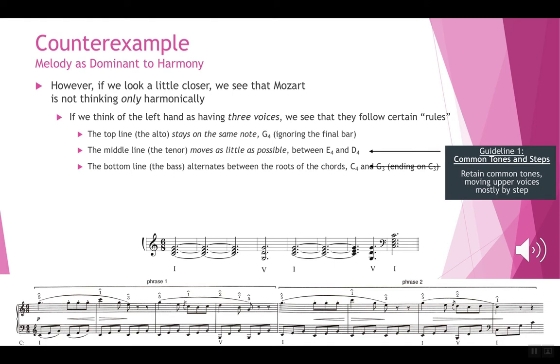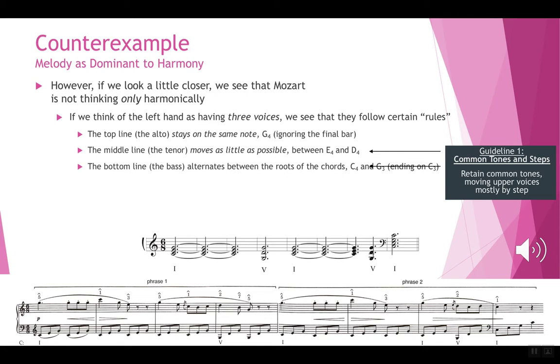Now, whoops, that arrow's not supposed to be crossing out that thing. Oh, that's supposed to be a little bit higher. But so, guideline one: common tones and steps. Retain common tones, moving our voices mostly by step. We are going to see later in this presentation that this is one of the guidelines that Leitz recommends. Those arrows are supposed to be pointing at the upper two lines.